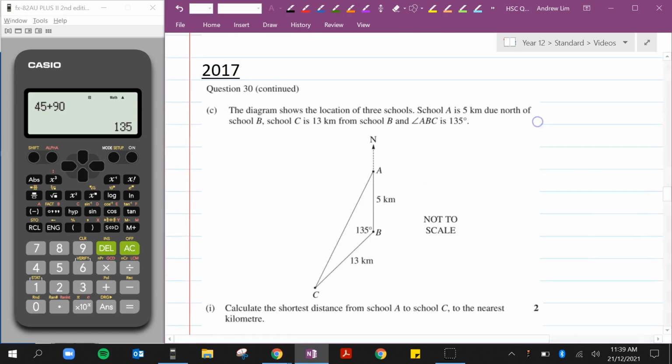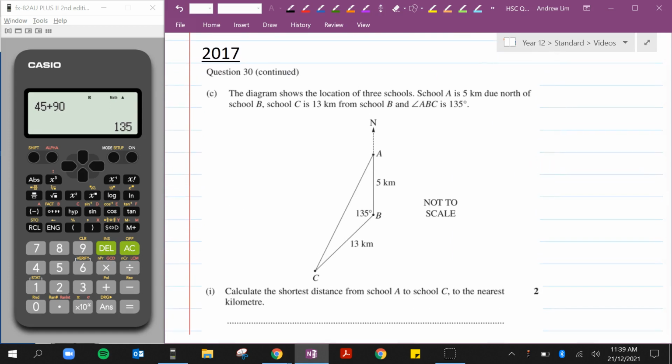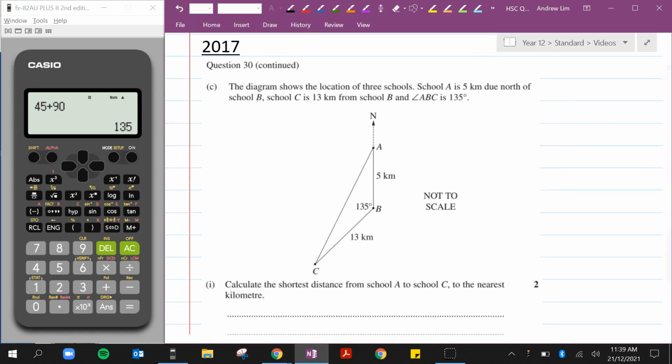Alright, I think now we're moving on to some short answer questions. So that's it for the multiple choice questions. Question 30, part C of the 2017 paper.